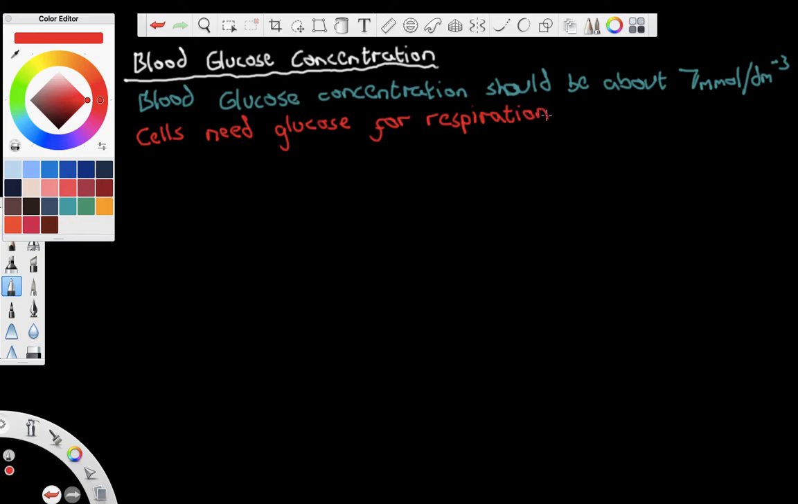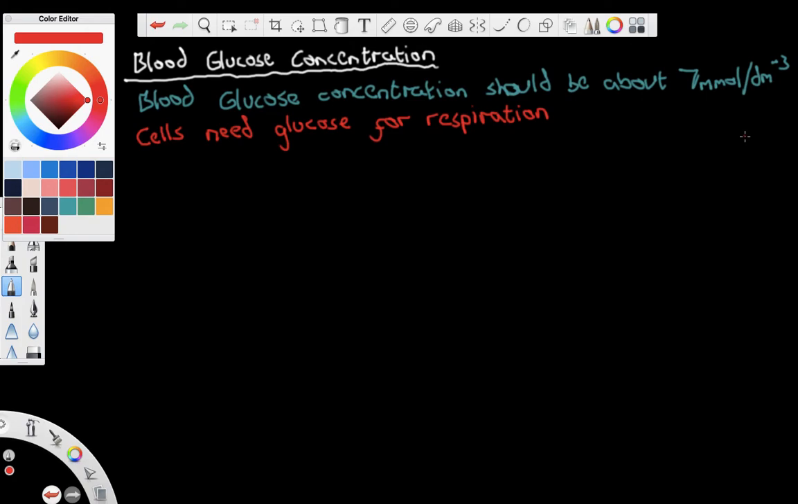Now, it doesn't matter what type of respiration you're carrying out. If it's aerobic, you're going to go through glycolysis and all the following reactions after it, such as the link reaction, the Krebs cycle, and the electron transport chain. Whereas if it is anaerobic respiration, you need glucose, if you're in an animal, to carry out the lactate pathway, and in plants to carry out the ethanol pathway. But in humans, it should be about 7 millimolar per dm cubed to carry out either the lactate pathway or the aerobic pathway.